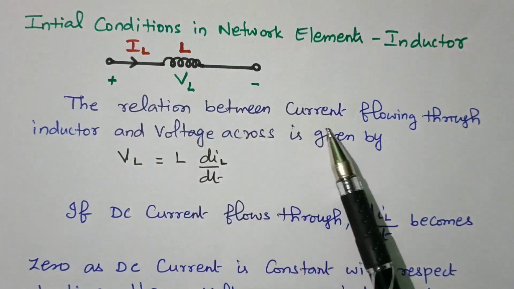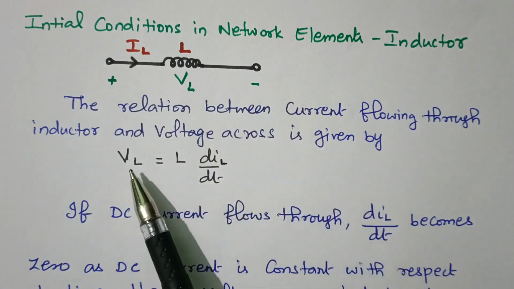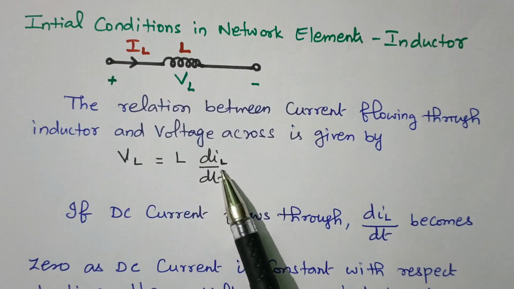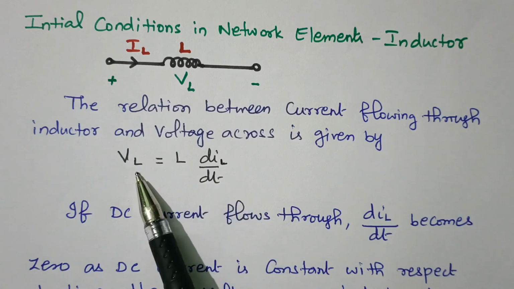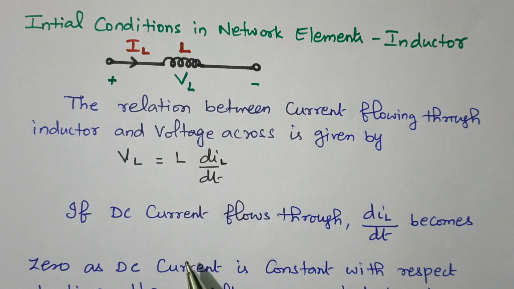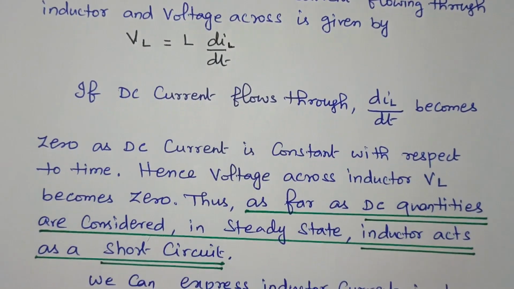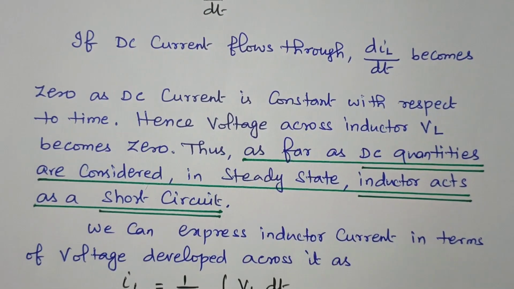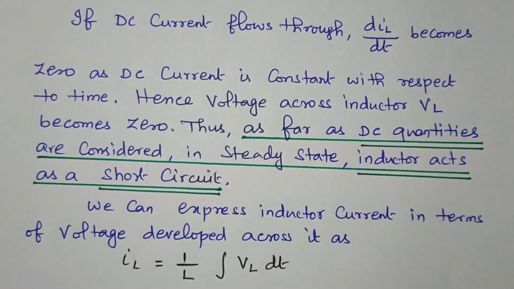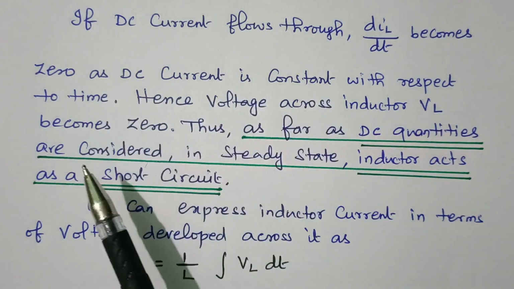The relation between the current flowing through the inductor and the voltage across it is given by VL equal to L dIL by dt. Voltage across the inductor equals inductance times dIL by dt. If DC current flows through, dIL by dt becomes 0. In DC, the differential of the current dIL by dt becomes 0, as DC current is constant with respect to time.